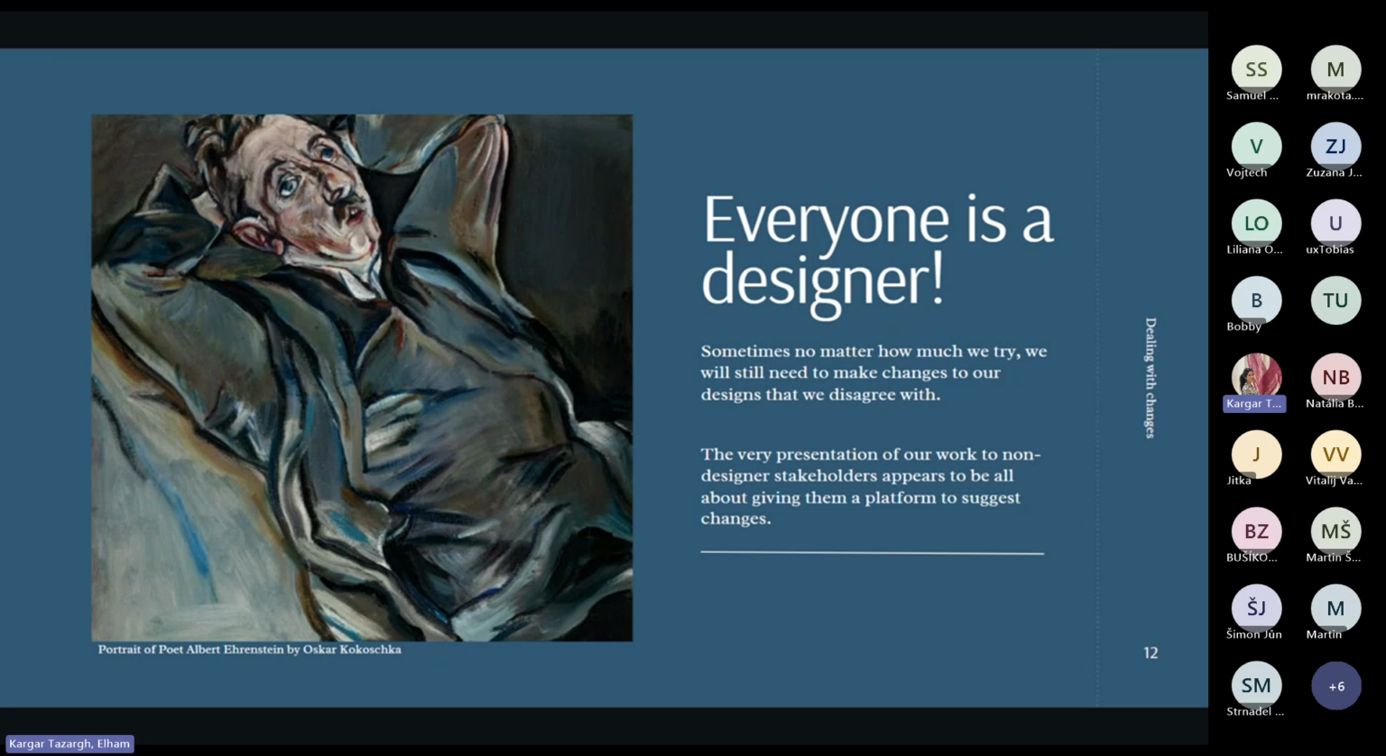And sometimes, no matter how much we try, we always need to make some changes that they disagree with. So always be sure that there is no misunderstanding, because sometimes the stakeholders don't truly listen to what you are saying. Sometimes there was a miscommunication. And always keep in mind that your design is not the best design. Sometimes there are better improvements that you missed.